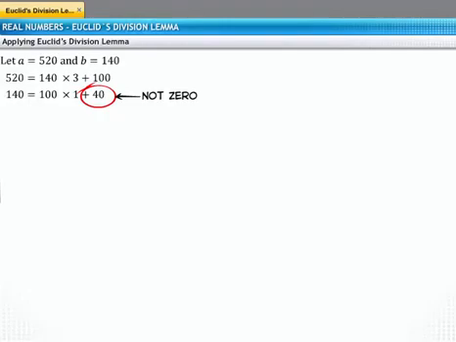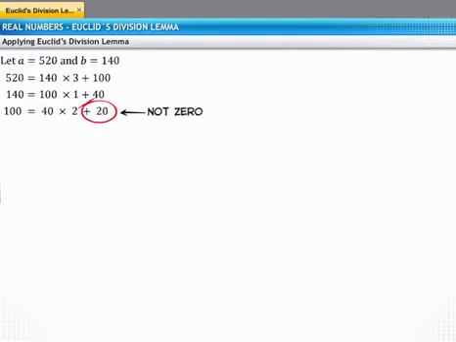So let's apply Euclid's division lemma, taking 100 as a and 40 as b. Dividing 100 by 40, we see that 40 goes into 100 two times and leaves a remainder of 20. Now consider the values of b and r in this equation. We see that r is still not 0.